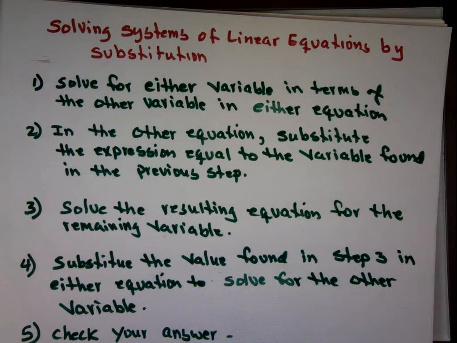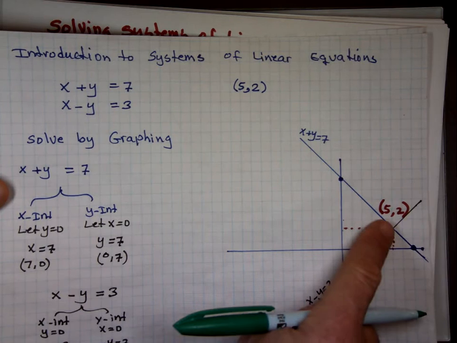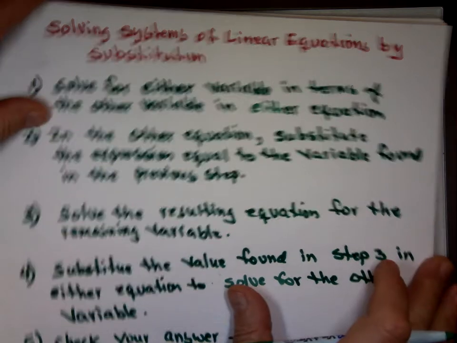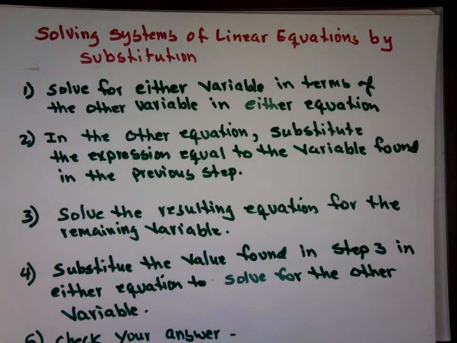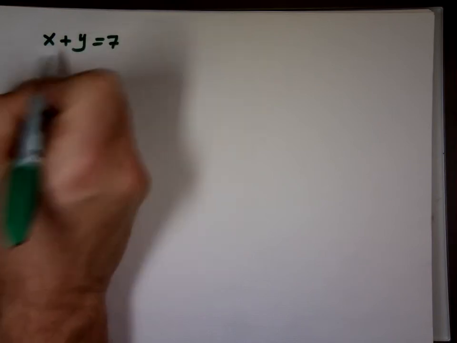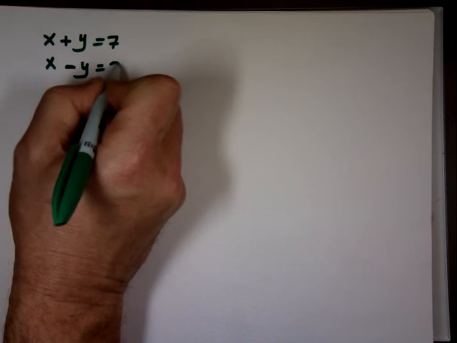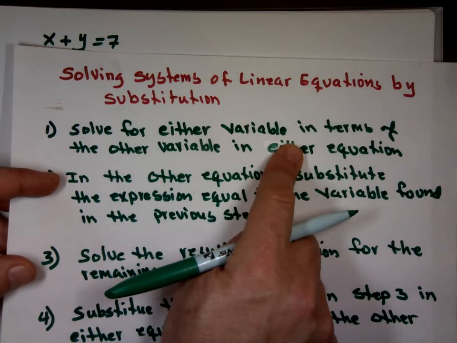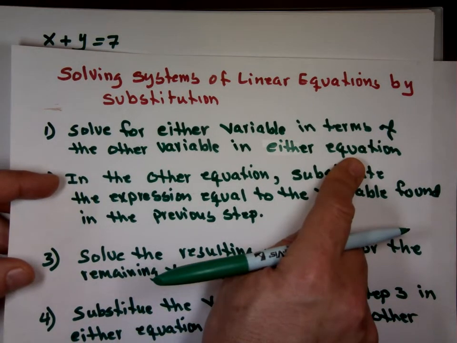I'm going to go back to the first example we did in the previous video, in the graphing method. We did this problem, and we found the solution to be (5, 2). I'm going to test it and see if this method will give me (5, 2) also. Here we go. x plus y equals 7, and x minus y equals 3. The first step says solve for either variable. It didn't say x, it didn't say y, in either equation. So it's up to you.